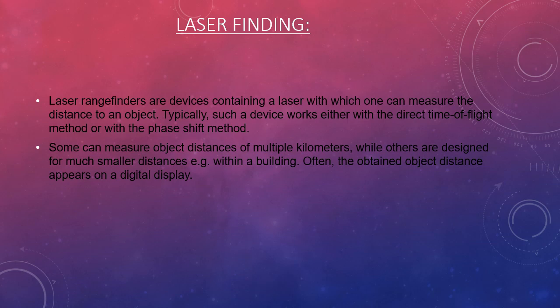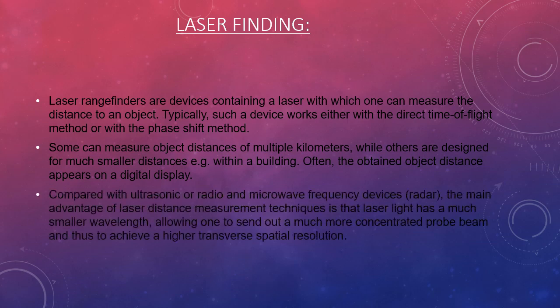Some can measure object distances of multiple kilometers, while others are designed for much smaller distances, for example within a building, where the object distance often appears on a digital display. Compared to ultrasonic or radio and microwave frequency devices, the main advantage of this laser distance measurement technique is that laser light has a much smaller wavelength, allowing one to send out a much more concentrated probe beam and thus achieve a higher transverse spatial resolution.